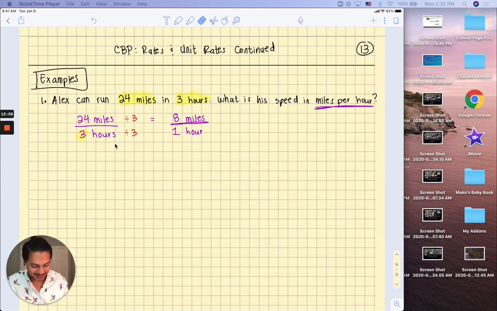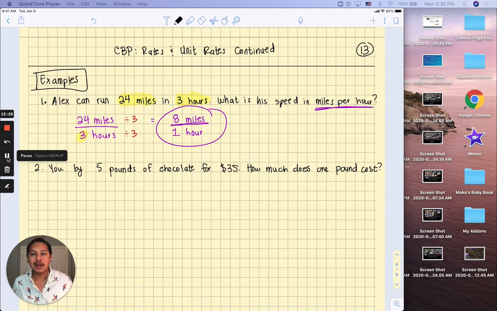But there we go. We have successfully changed this rate of 24 miles in 3 hours to a unit rate, 8 miles for 1 hour. And unit rates are so helpful for us because then we can change this unit rate however we want to, and then it's amazing. Let's take a look at another example.